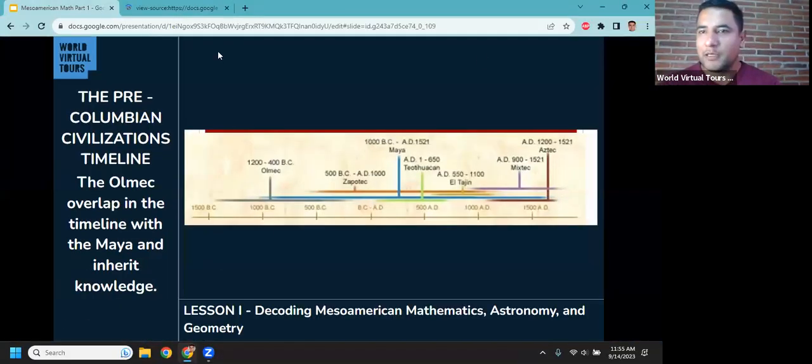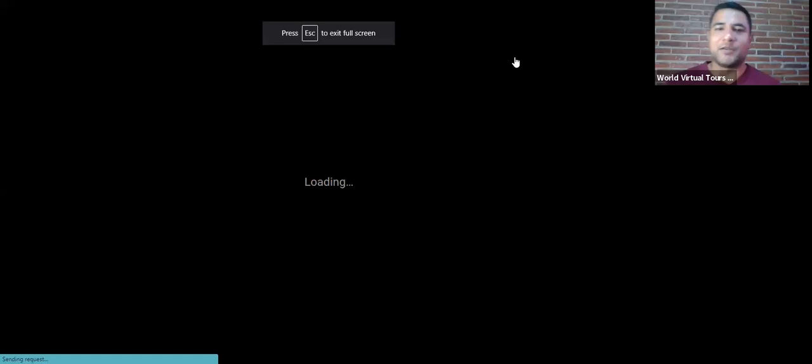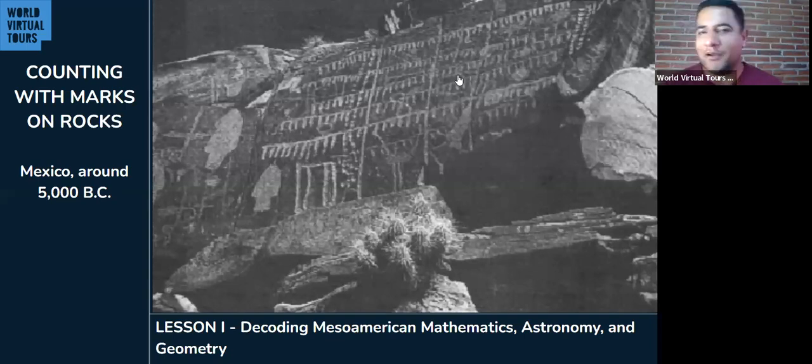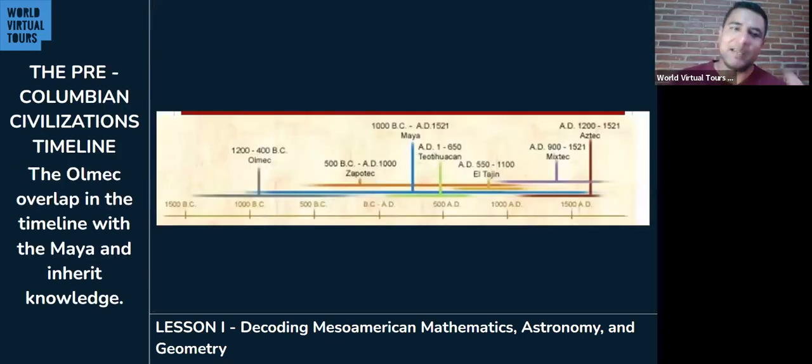Also, let's consider that around the year 7,000 before Christ, it says 5,000 here, but it would be 7,000, there was counting of different things found in different caves, with carvings in caves in the northern part of Mexico, and also on the coast of Mexico. But today we are not just going to show the basic counts of these ancient first groups, but the more complex mathematics that especially the Olmec developed.